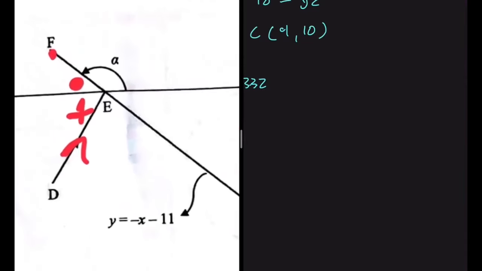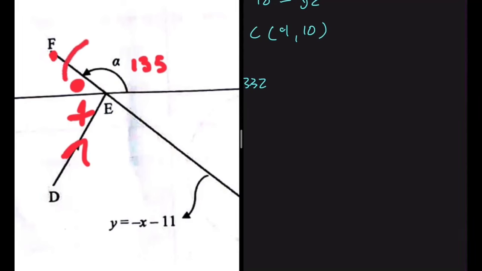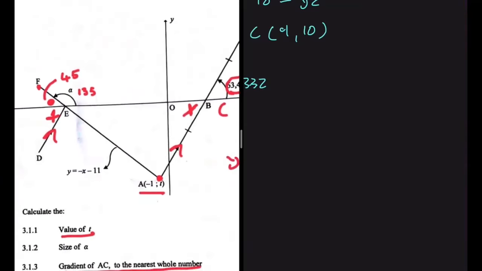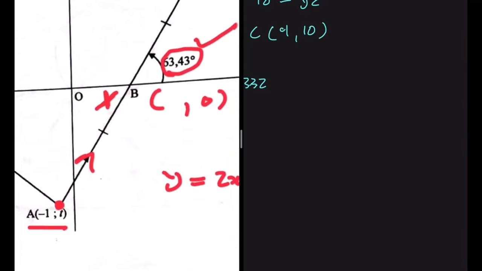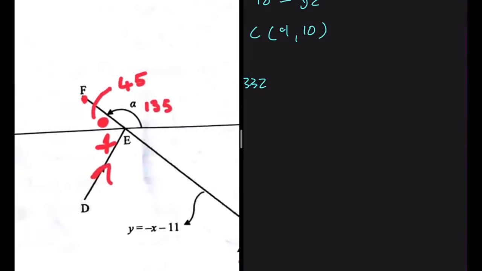So let's go back to that first angle. We know that alpha is 135. If alpha is 135 and the sum of angles on a straight line is 180, then this angle here should be 45 degrees. And then the other angle, we have 63.43 right here. Because of vertically opposite angles, this angle right here should also be equal to 63.43. So now we can replace this angle and write 63.43.